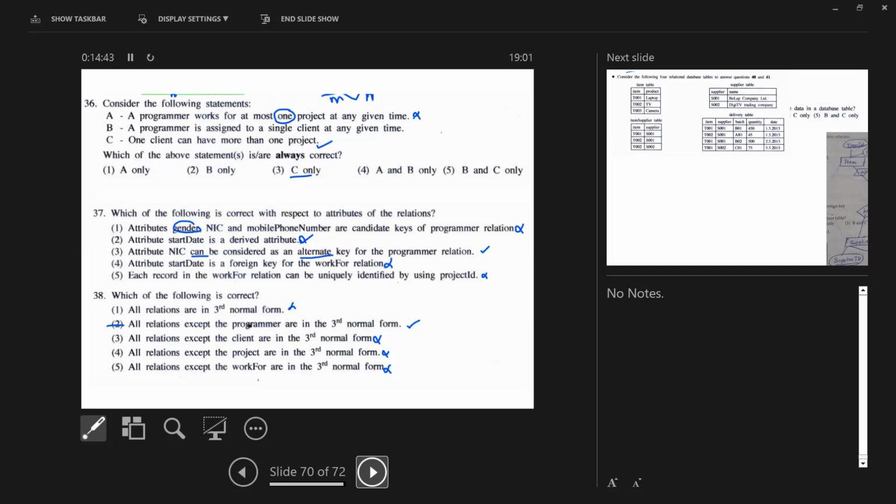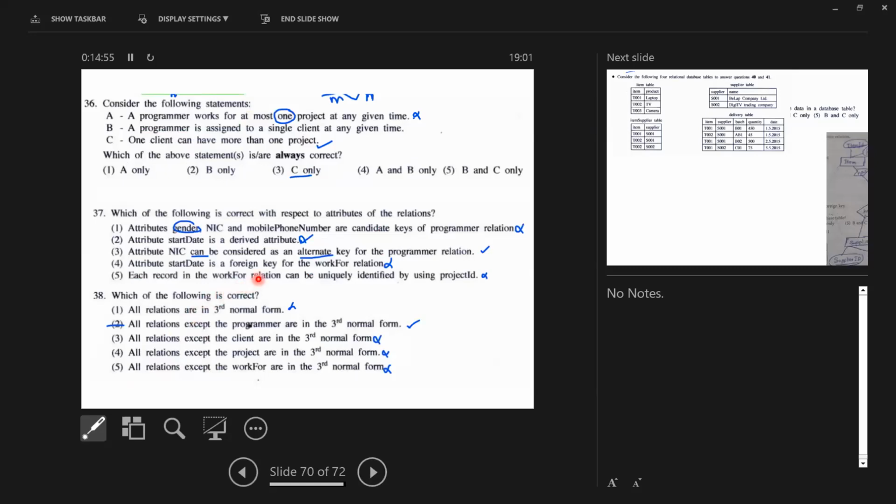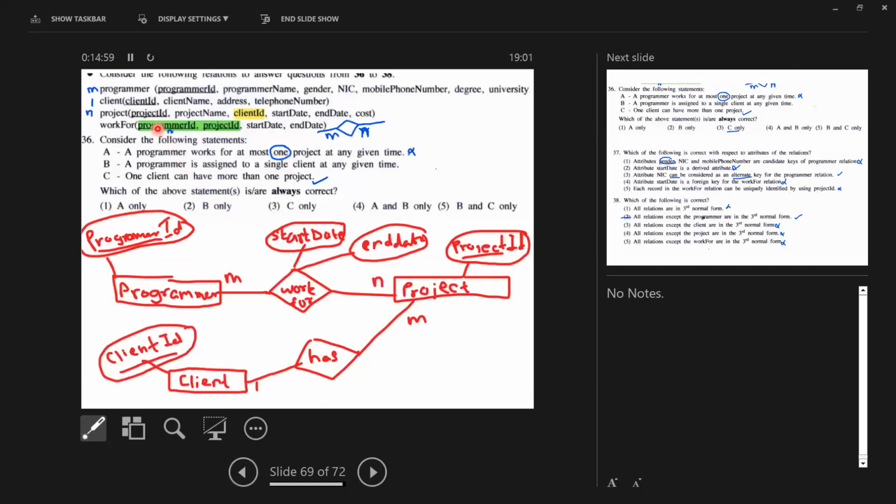Attribute start date is a foreign key. No. The foreign key is the... yeah, look at the question. Attribute start date is a foreign key for the work for relationship. In the work for relationship, the program ID and the project ID work as a composite key.